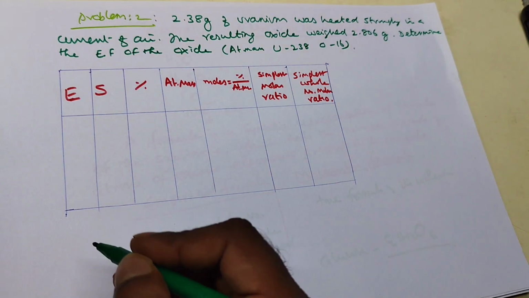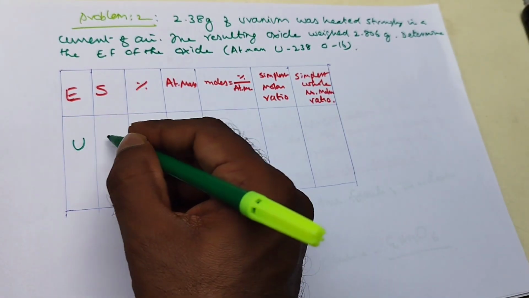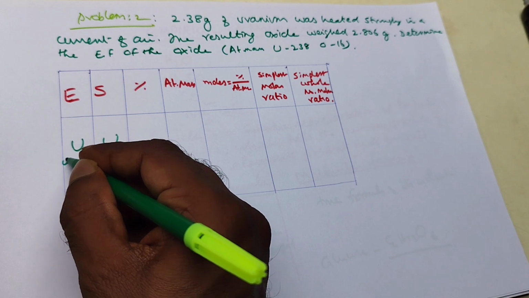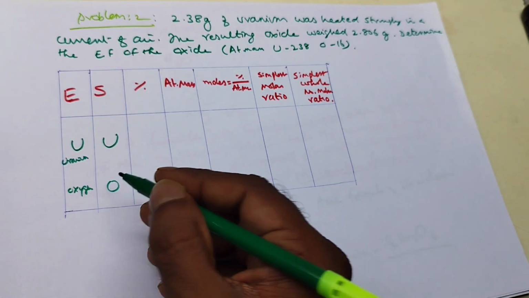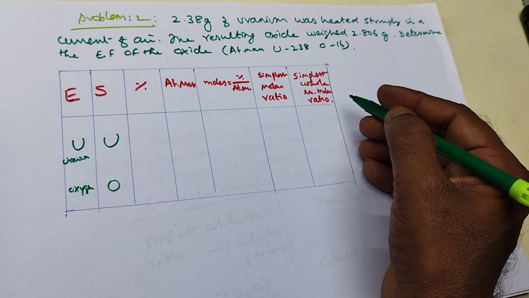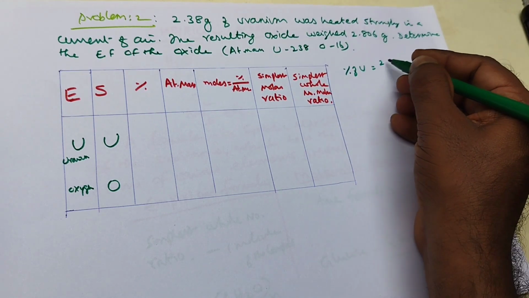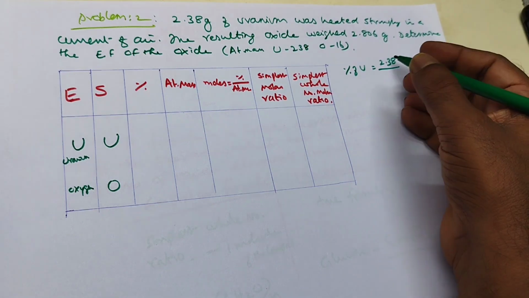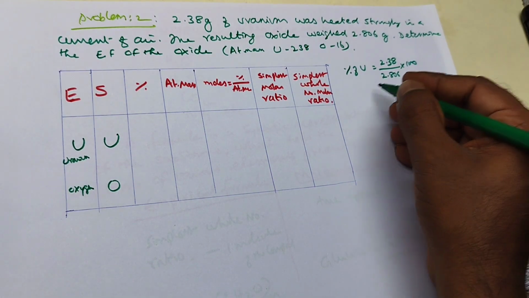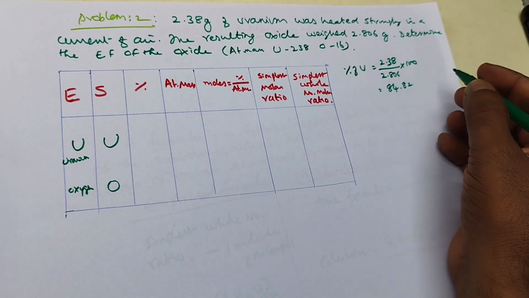First you have to write the element symbol. U stands for uranium, and the symbol for oxygen is O. And we have to write the percentage, but here the percentage is not given directly. So you have to find the percentage of uranium. The percentage of uranium is 2.38 gram of uranium present in the oxide, 2.806, into 100. If we simplify this, we get 84.82 percent uranium.